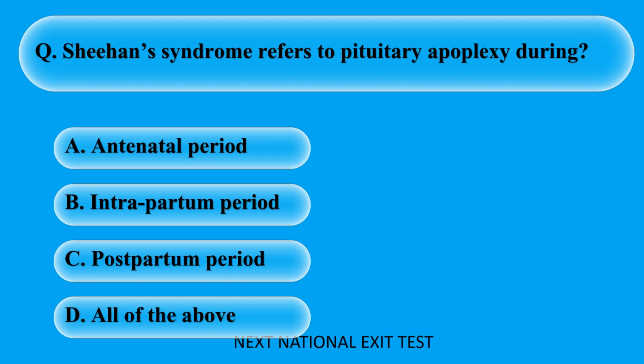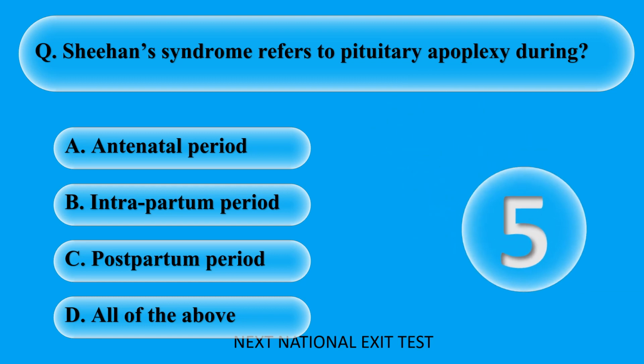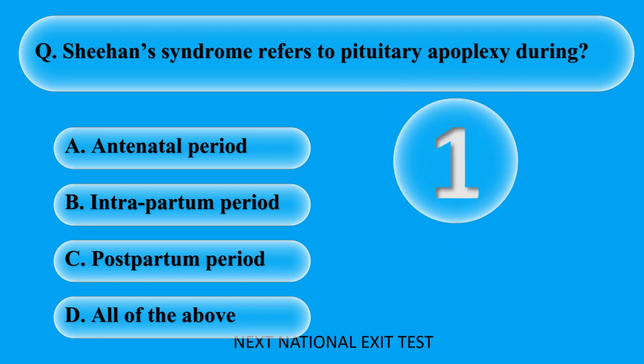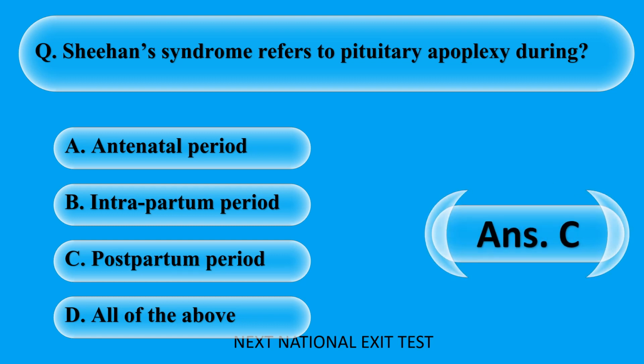This pituitary apoplexy can also occur in diabetes, hypertension, sickle cell anemia, or acute shock. How does it present? It presents as severe headache with signs of meningeal irritation. It is also known as post-pituitary necrosis. So the correct option here is postpartum period. Sheehan's syndrome refers to pituitary apoplexy during the postpartum period.